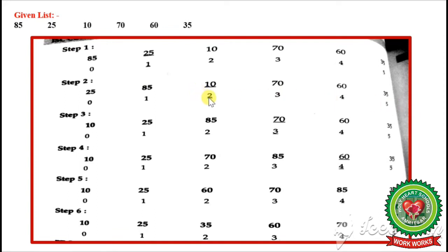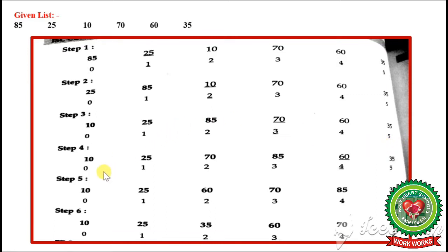Now, the next element, that is 10, is the smallest element. I will pick 10 and shift it to the first position, as this is the smallest element in the list. Now I will shift the rest of the numbers to the right. So 10 will come at index number 0, then 25 at 1, 85 at 2. In this way, all the elements are shifted to the right by one place.